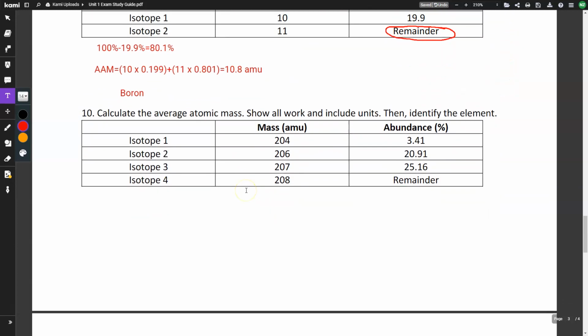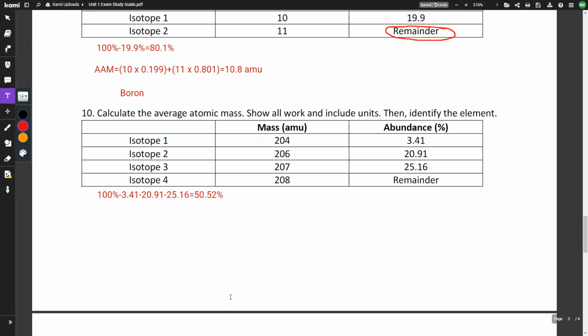All right, number 10, same concept, just more numbers. To get isotope 4, which has a remainder, let's subtract from 100. So we're going to subtract out 3.41, minus 20.91, minus 25.16, and we get 50.52%.